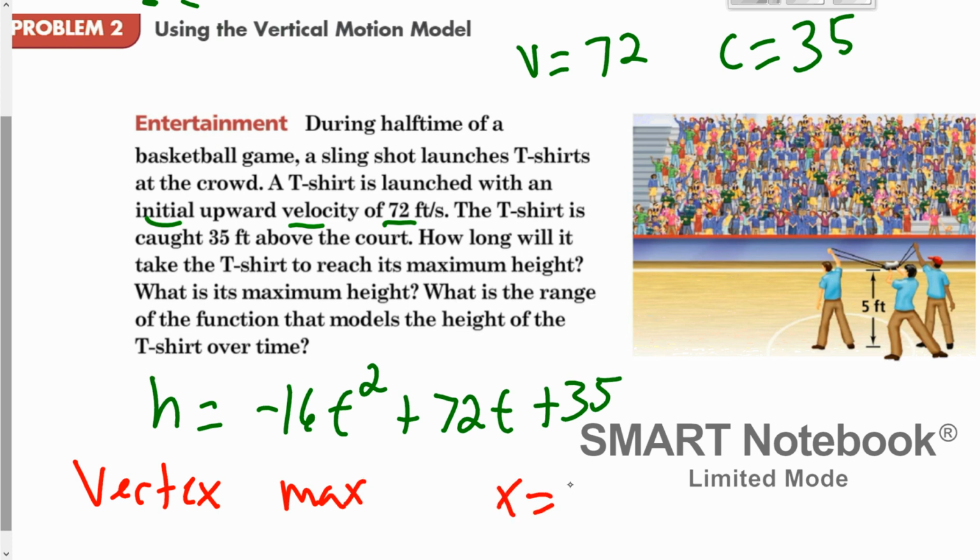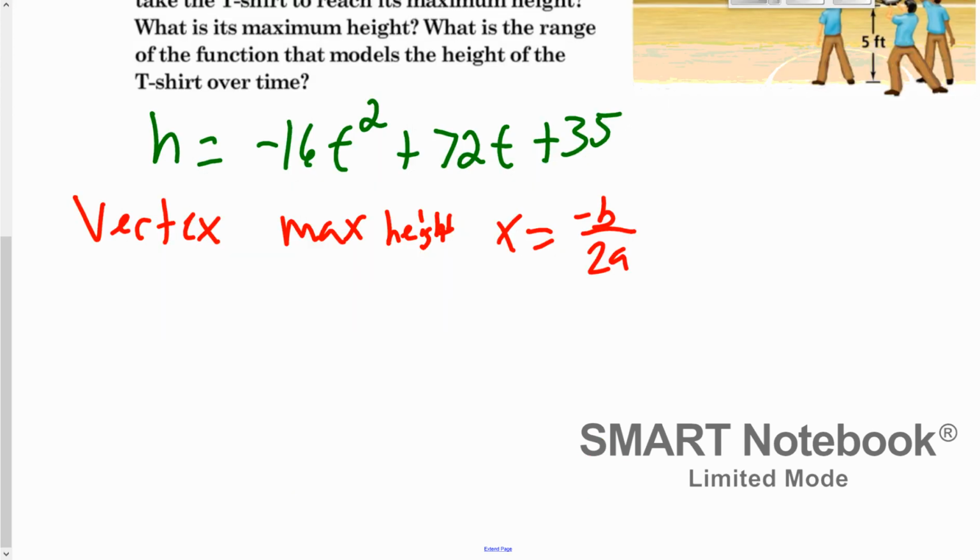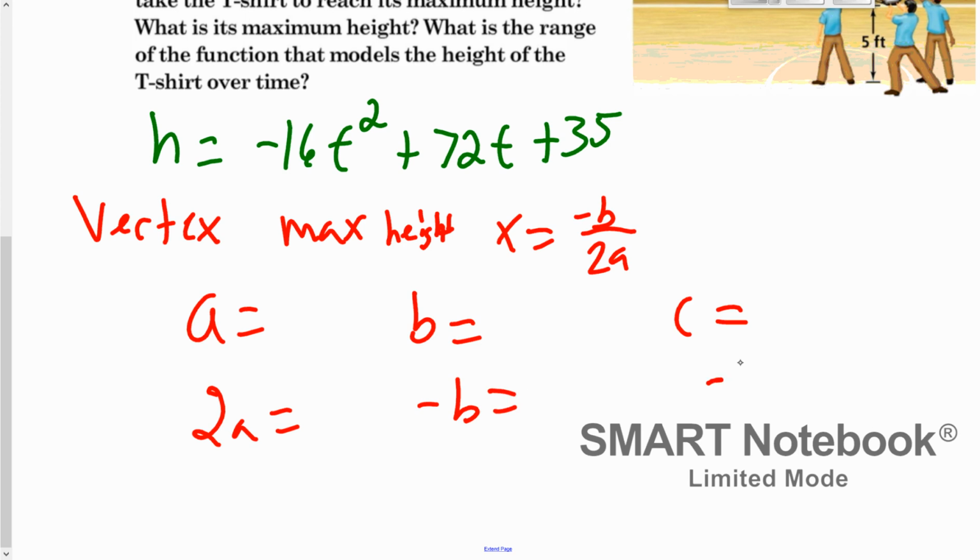Our x equals negative b over 2a, and then plugging that into our equation. So go ahead and try that. You can label your a, your b, your c, label your 2 times a, label your negative b, and then find your negative b over 2a. So that's what your x is going to equal. Okay, so pause the video, go ahead and try that.